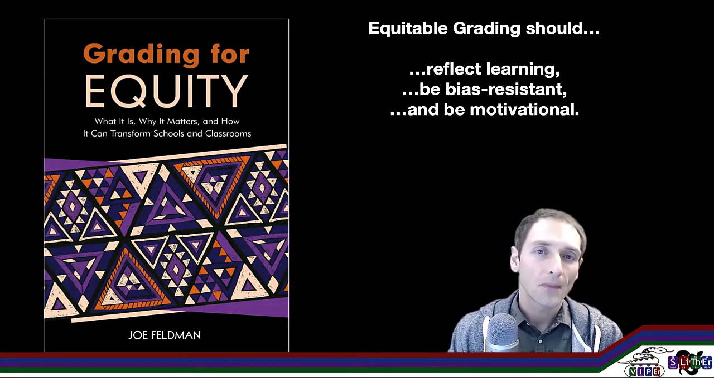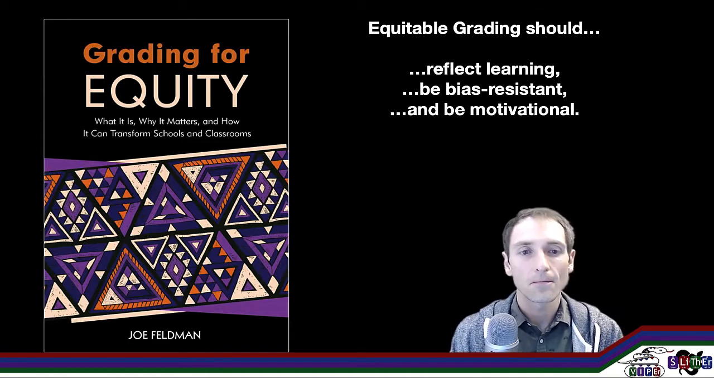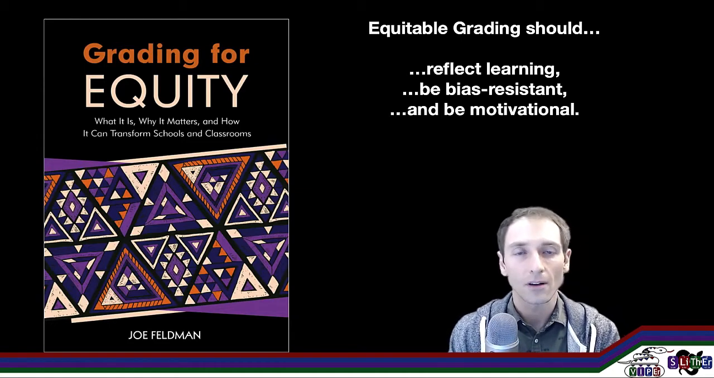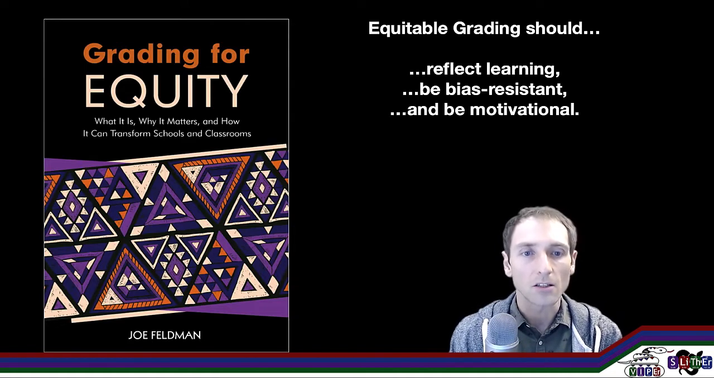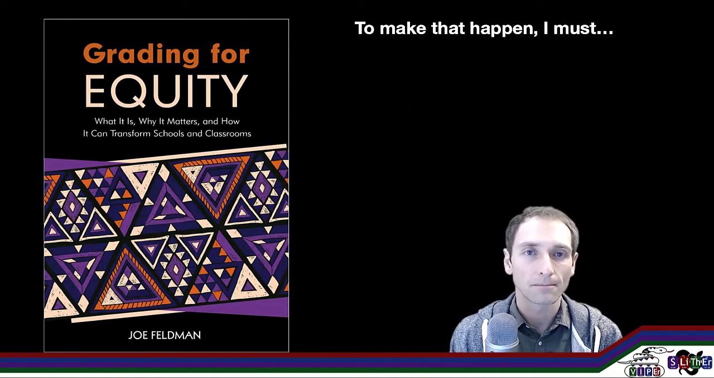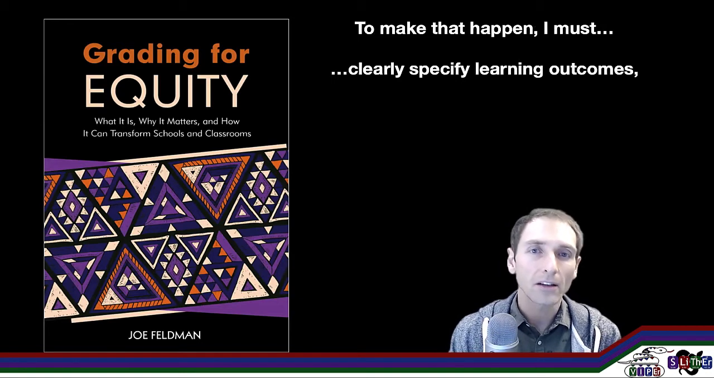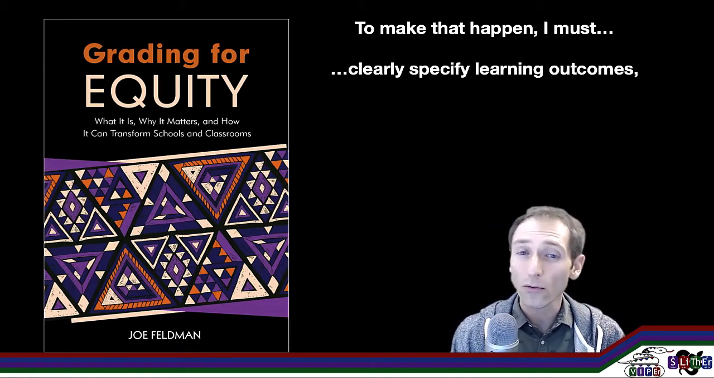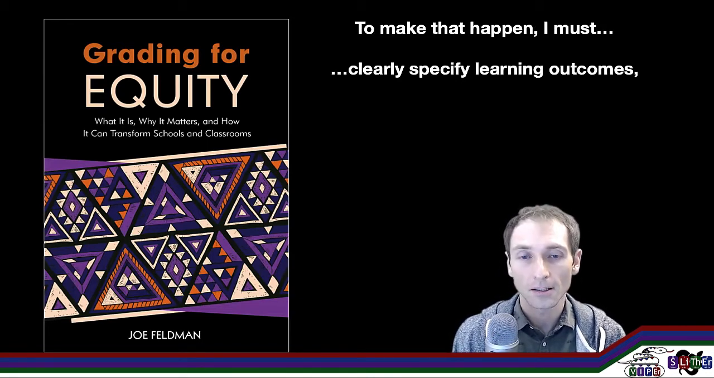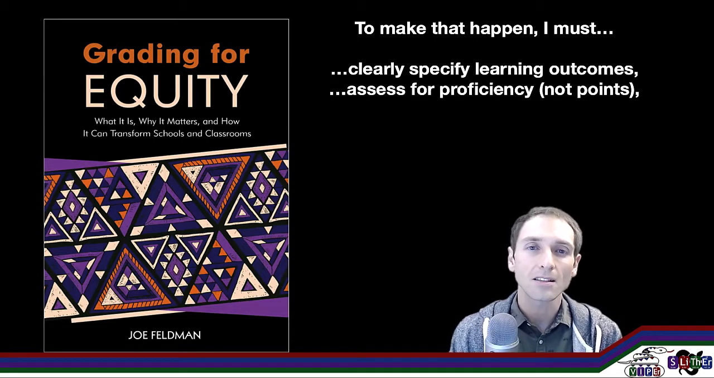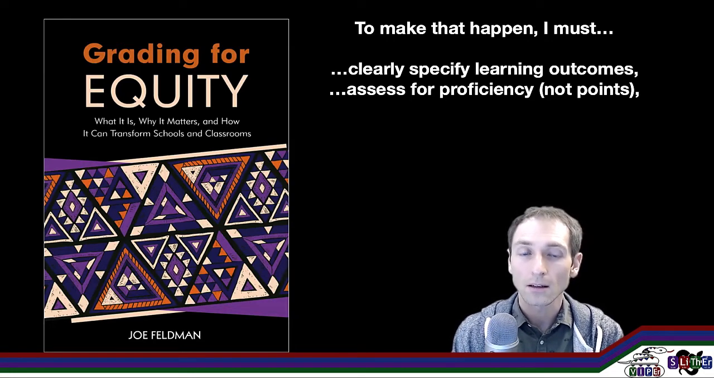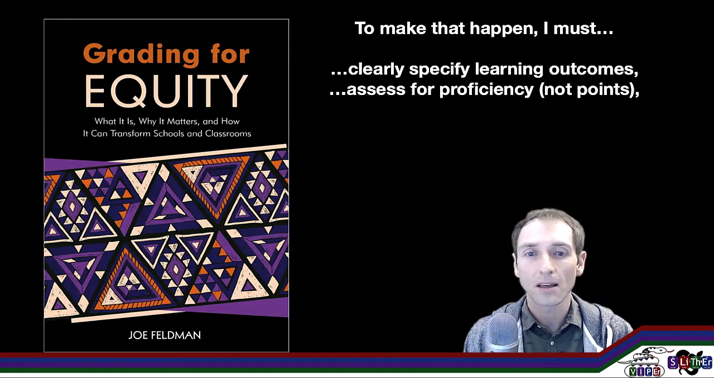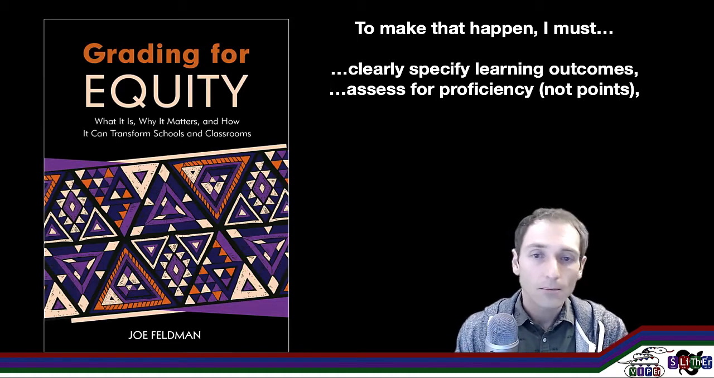So regardless of that, they said that if equitable grading is doing all of those things, this is probably what you need to be doing to make that happen. I should be clearly specifying my learning outcomes, both for myself and for my students. I should be assessing for proficiency on those learning outcomes and not necessarily giving points. And partial credit ends up just being an issue.